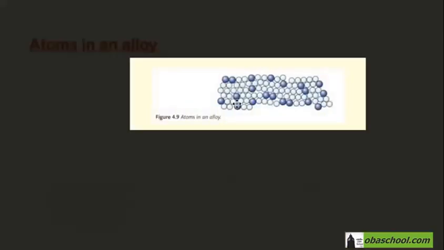After learning the definition of alloys and exploring some examples, we will learn about the atoms in an alloy. How are the atoms organized in an alloy, and what is the characteristic of their organization? Again, an alloy is a mixture of two or more metals. It's hard and it's stronger than the pure metal.